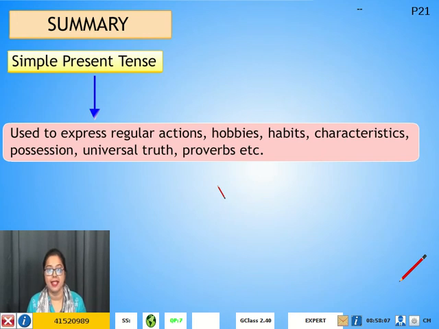Universal truth. I discussed the sentence, do you remember? The sun rises in the east. That's a universal truth. This kind of sentence usually comes under universal truth. And it also discusses proverbs. Practice makes a man perfect. You remember the sentence? These sentences I have already discussed. So simple present tense is usually used to express regular actions, hobbies, characteristics, possession, universal truths, proverbs, etc.